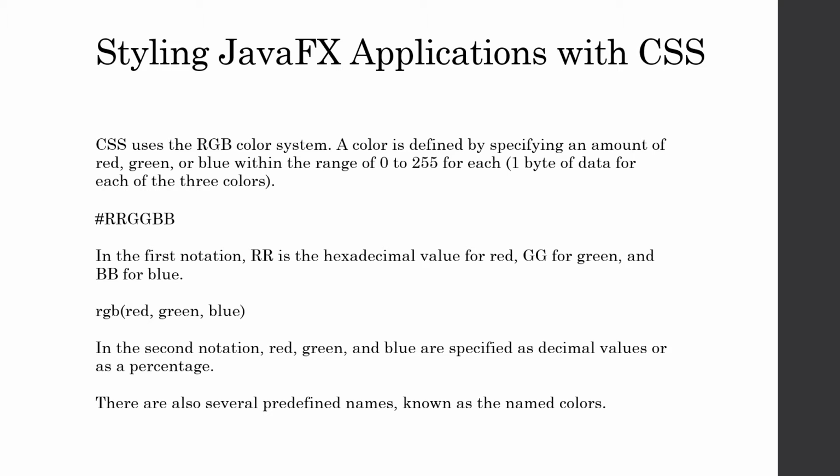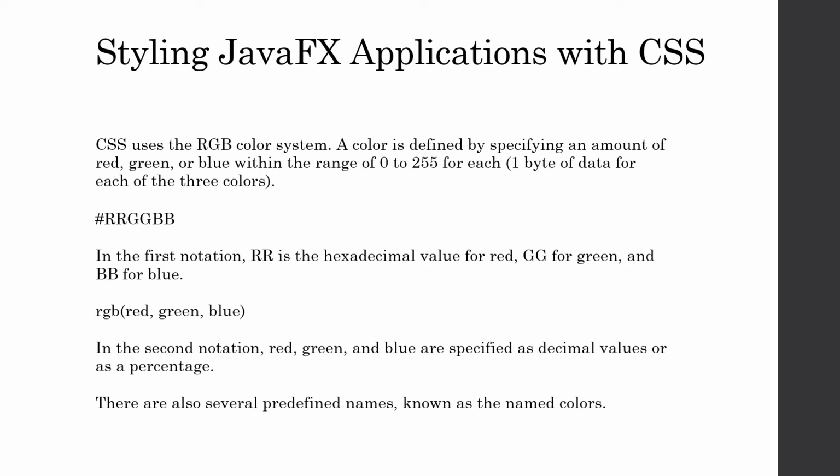The next notation, we've got something that looks kind of like a method in Java. We've got this RGB and then a pair of parentheses, and then we've got our placeholders to specify our amount of red, green, and blue. For each one of those, we're going to put in the amount that we want to use. In this case, it's going to be in decimal, so it's going to be anything from 0 to 255 for each one of those 3 different values.